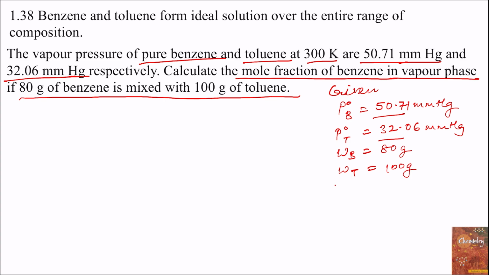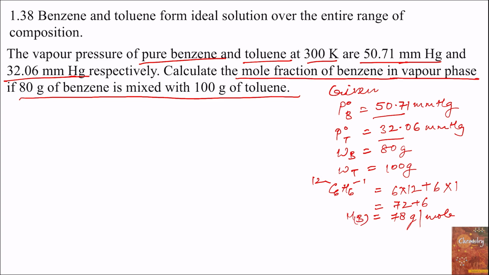Now molecular weight of benzene. Molecular formula of benzene is C6H6. Atomic weight of carbon is 12, atomic weight of hydrogen is 1. So molecular weight of benzene is number of atoms of carbon, that is 6, multiplied by atomic weight of carbon, plus number of atoms of hydrogen, that is 6, multiplied by atomic weight of hydrogen, that is 1. So this is 72 plus 6 is equal to 78 gram per mole. So this is the molecular weight of benzene, let it be Mb.